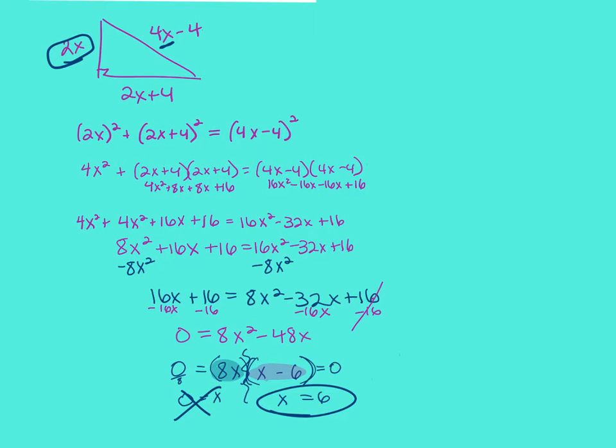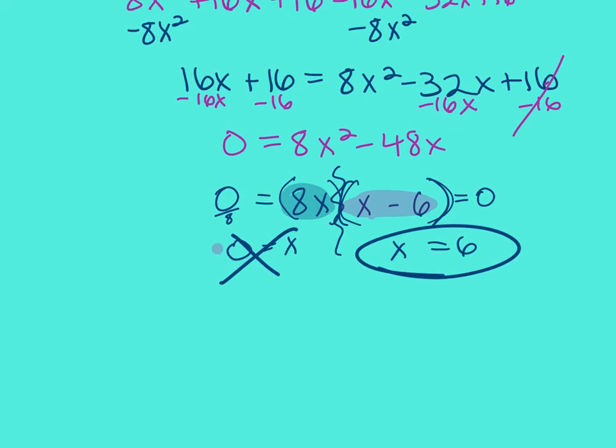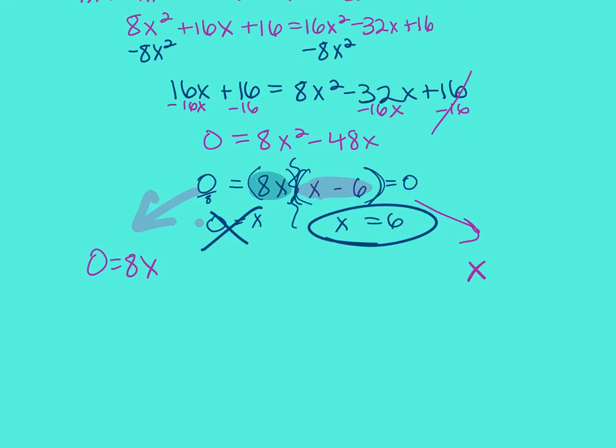How did you get to the point where x equals 0? Divide both sides by 8. So this part comes over here, right? This is 0 equals 8x. This is x minus 6 equals 0. And I get x equals 0 because I divide by 8. And add the 6.